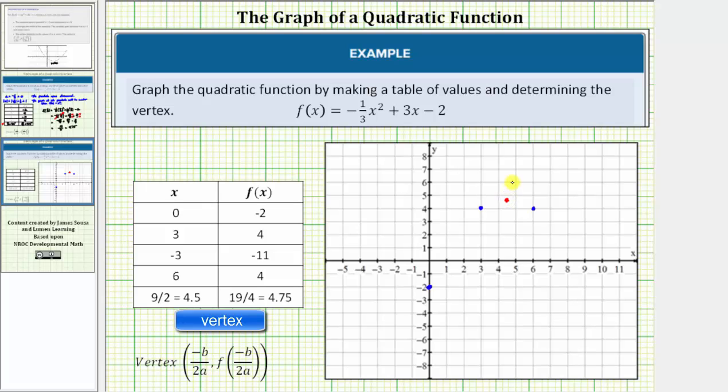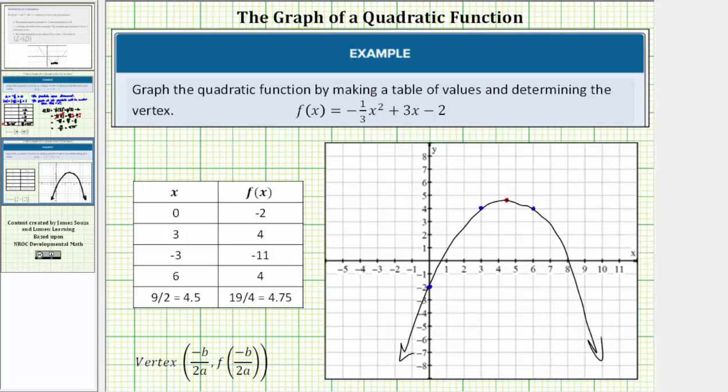Because we have the vertex, we can now make an accurate graph of the parabola. Let's graph this side first because we have 2 points on this half. And on the right side will be a mirror image of this half, which would look like this. This is the graph of the parabola from the given quadratic function.